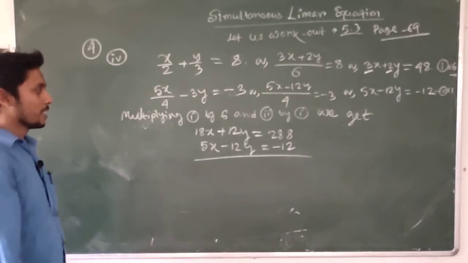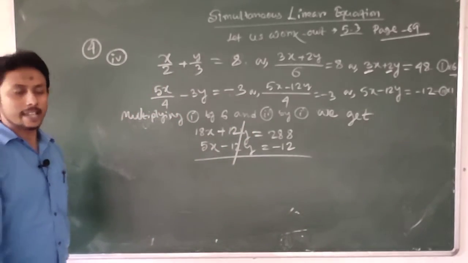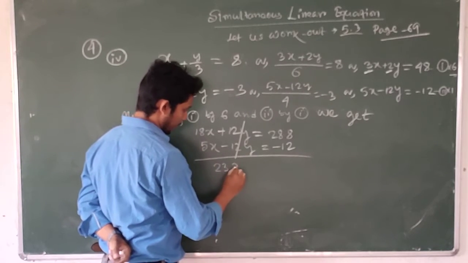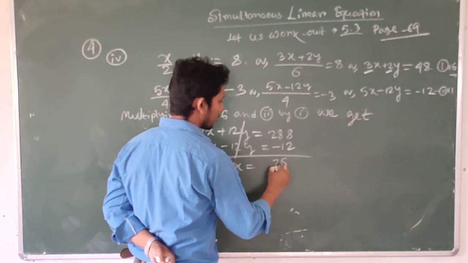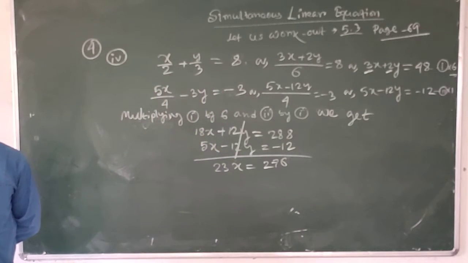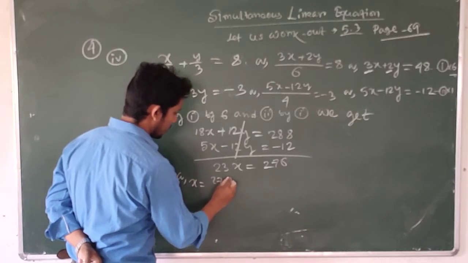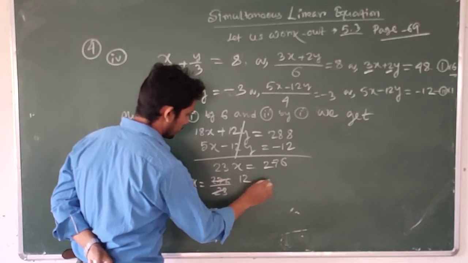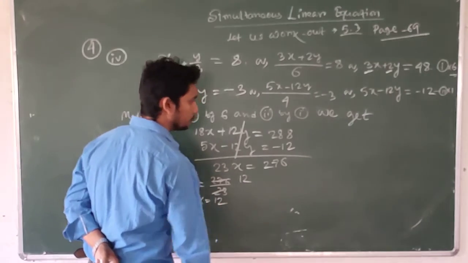Now here 12y and 12y will be cut. 18 and 5 is 23. Calculation is coming fast. Here it is 276. And now x is 276 by 23. That means 23 ones are 23 and 23 twos are 46. So therefore x value is 12.